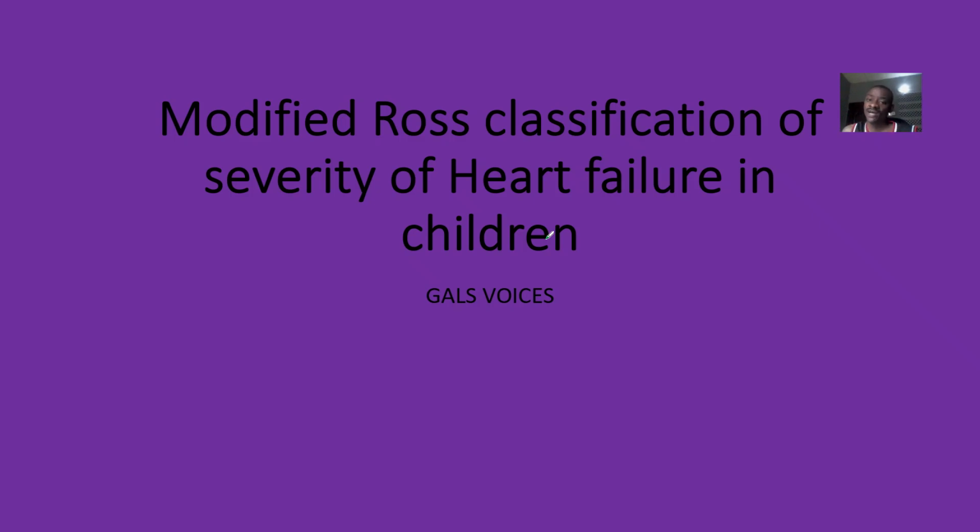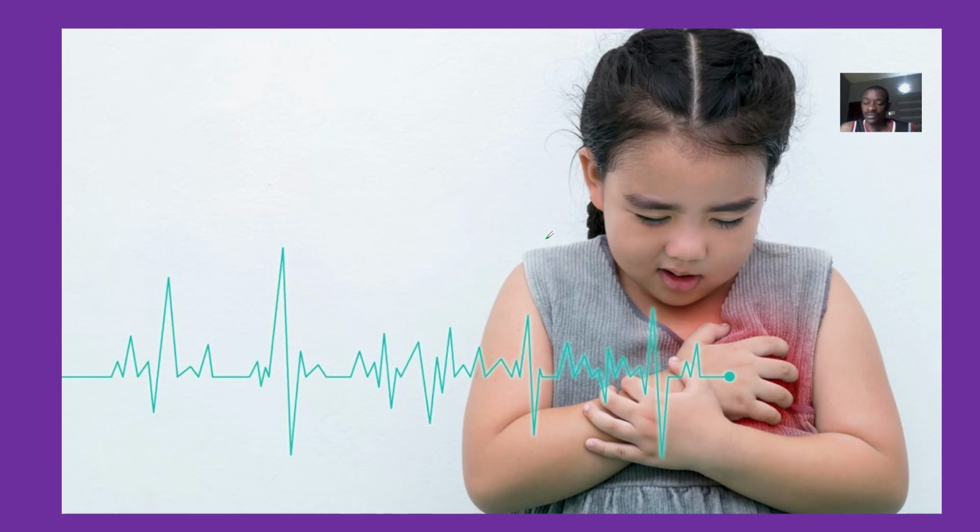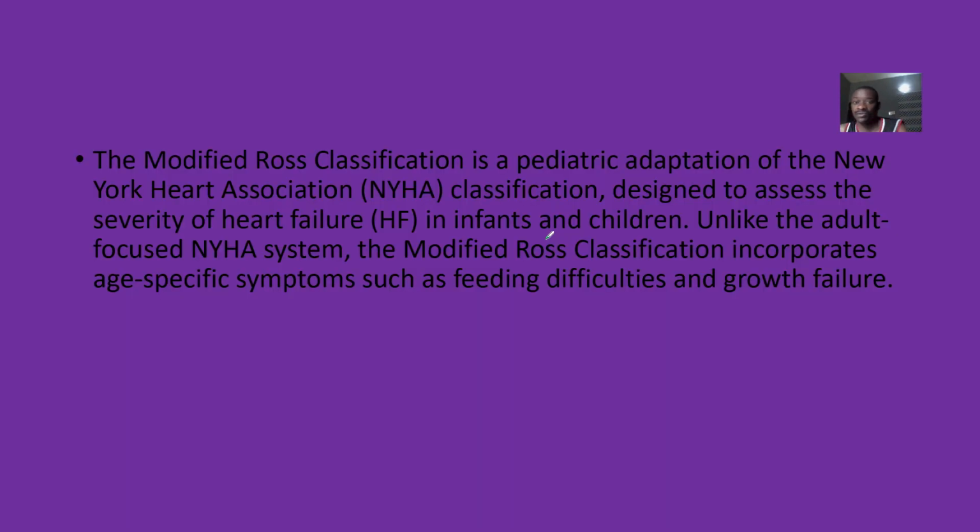So there's a classification of heart failure in children, which is known as the modified ROS classification. When they say modified, of course, it was initially done, and later on they improved it. Let's introduce it. It's a pediatric adaptation of the New York Heart Association, designed to assess the severity of heart failure in infants and children. Unlike the adult-focused New York Heart Association system, the modified ROS incorporates age-specific symptoms like feeding difficulties. It focuses more on these children that we're focusing on in this channel.